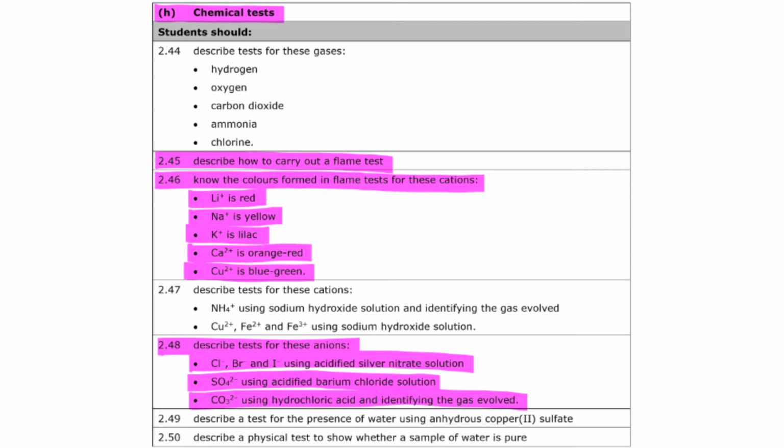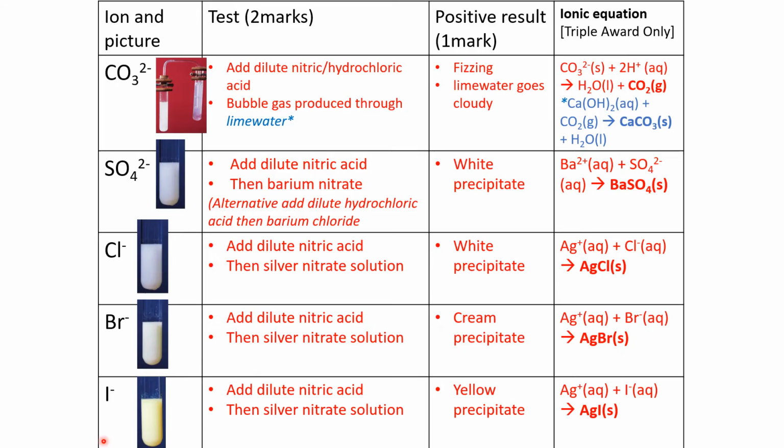We're now going to look at how to describe some of the tests for the negative ion. Here is a table which shows your test and your positive result for your anions and the 5 anions you need to know in the spec.